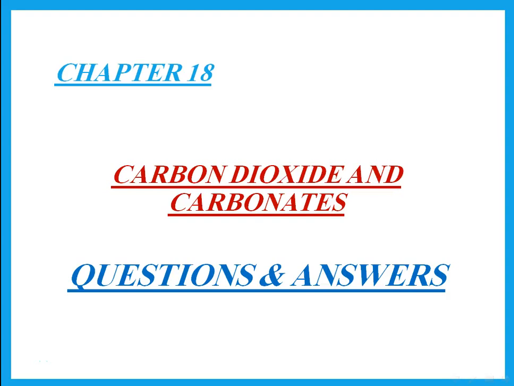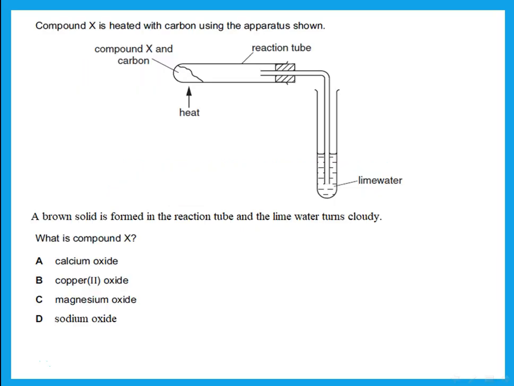Okay, hello again. Now these are the questions and answers on carbon dioxide and carbonates. So let's take a look at these. It says compound X is heated with carbon using the apparatus shown. A brown solid is formed in the reaction tube and lime water turns cloudy. Now that means that when he reacted compound X with carbon, it reacted and formed carbon dioxide gas.